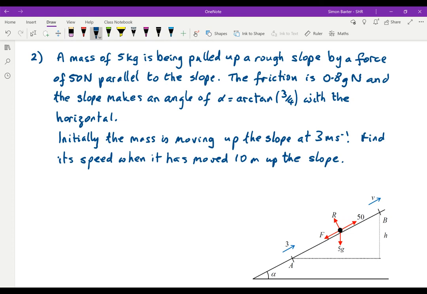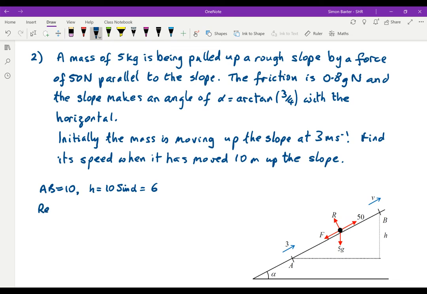AB is 10. We're going to need H, because that is going to be how we calculate our gravitational potential energy. H is 10 sine alpha. Sine alpha is 3/5, so that is 6.